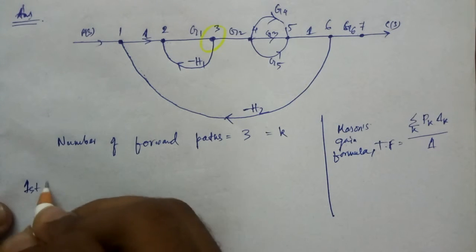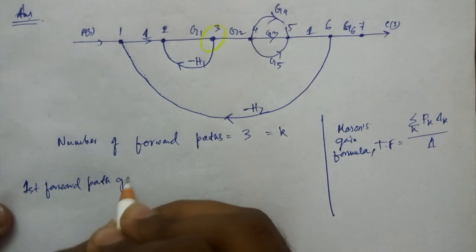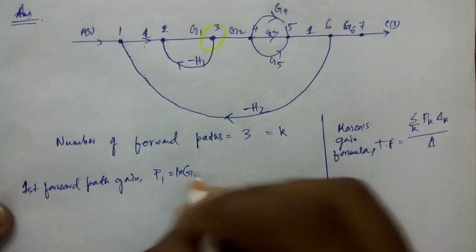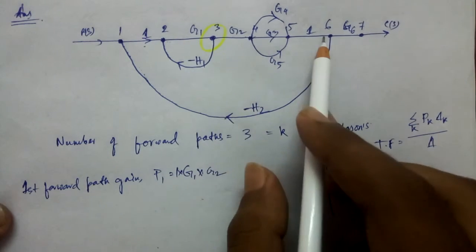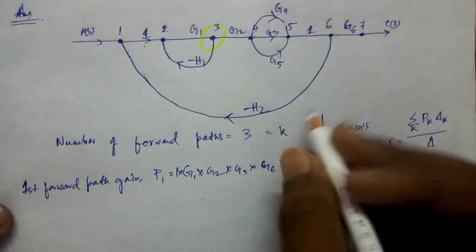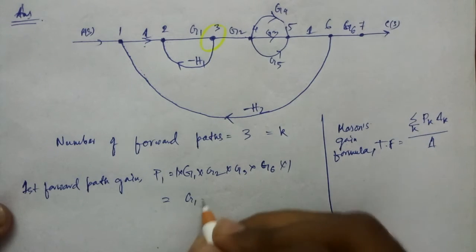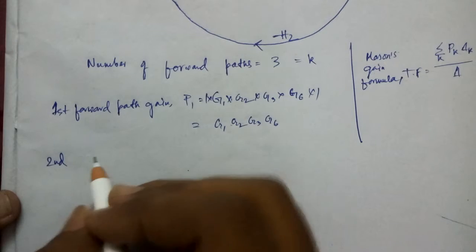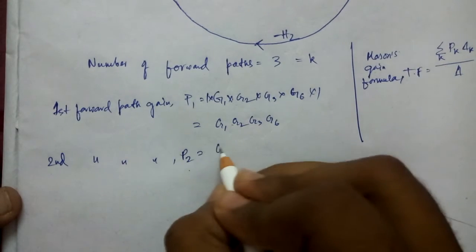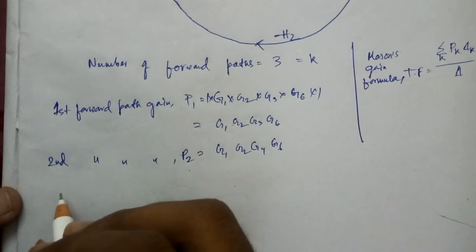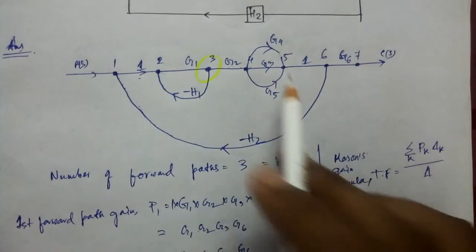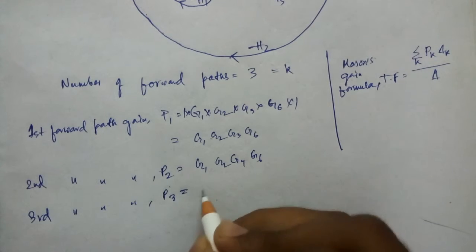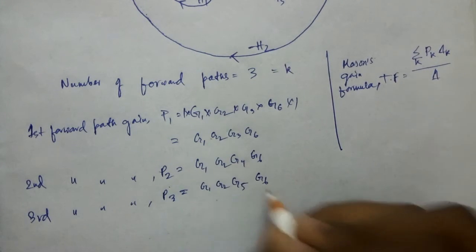The first forward path gain, that is P1, is equal to G1. We multiply the 1, which is 1 actually, so finally 1 into G1 into G2, I am taking this path, into G3 into G6. In between there is 1, so it will be the multiplication of G1, G2, G3 and G6. The second forward path gain, that is P2, will be G1, G2, G4 and G6. You can see it here, G1, G2, G4 and finally G6. And the final third forward path gain will be P3 is equal to G1, G2, which one is left actually, G5 and G6.